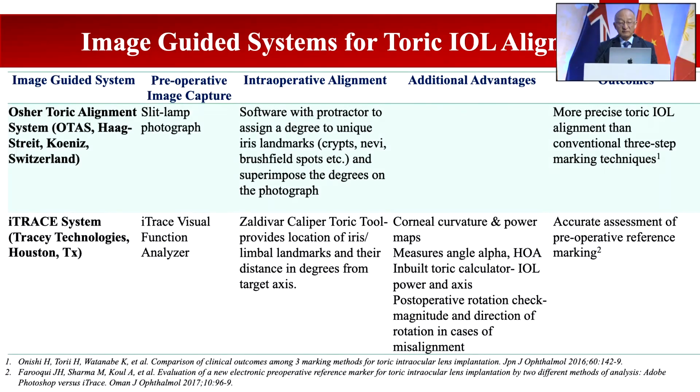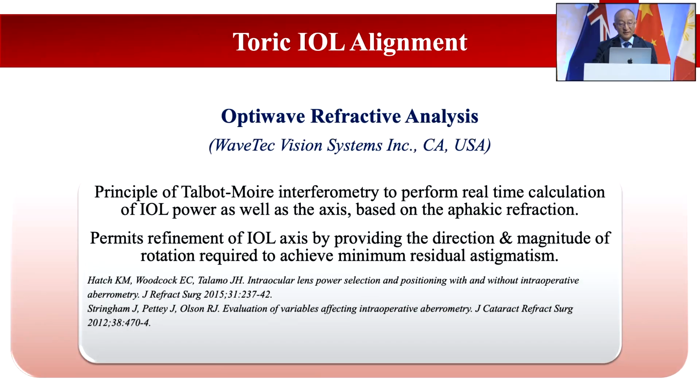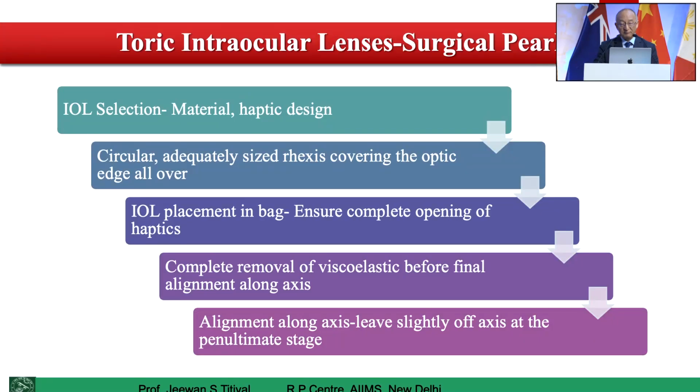So these are various image-guided systems which are available to us. I talked about other devices, like you have OTAS, Harvey's system, you have the iTrace system, which can give you Verion, Callisto, TrueGuide. These are various devices. If you have them, you can acquire them. Definitely going to help you. And ORA, which is also a good addition to your system. It is a system which can be put onto the microscope optics, and you can measure the wavefront refraction after you make an aphakic refraction in these patients. That gives a lot of guidelines. I'll show you that also. So these are the important five steps of surgery.